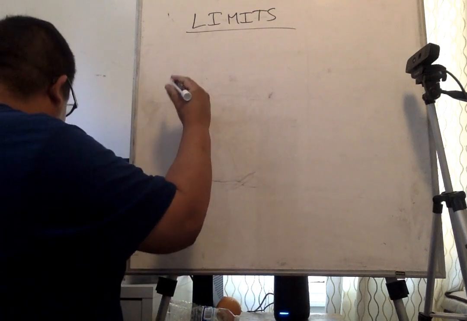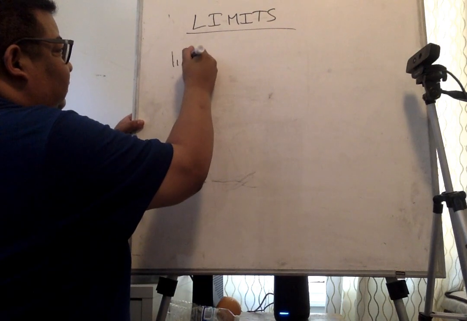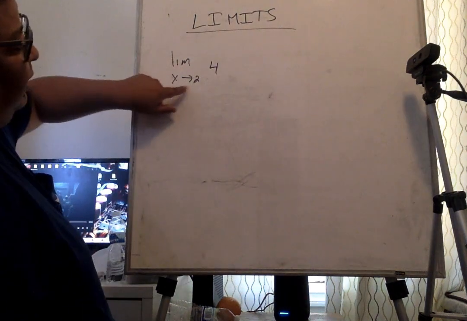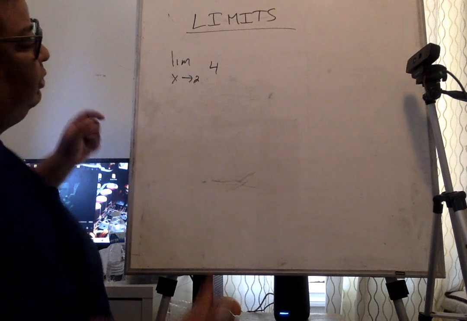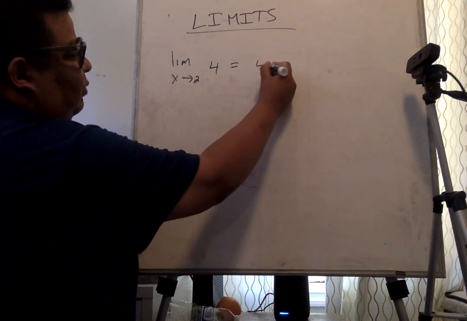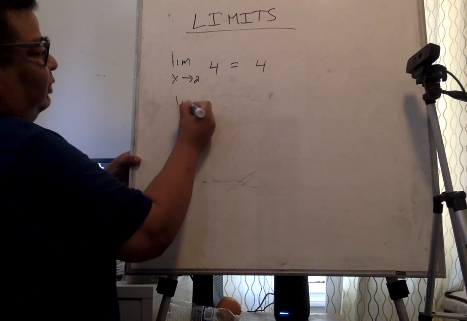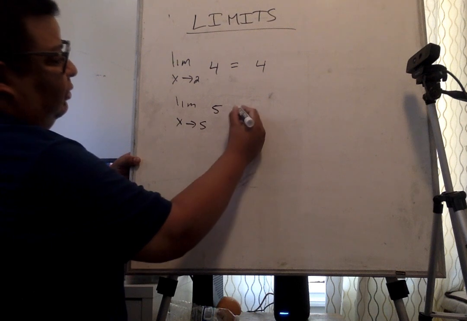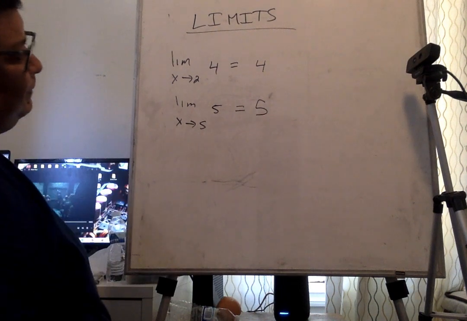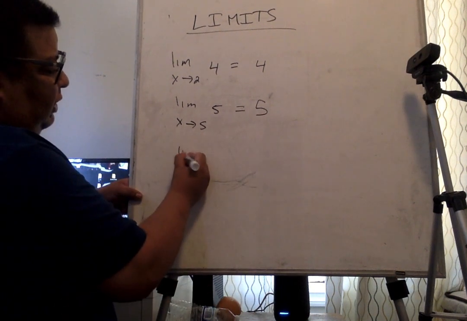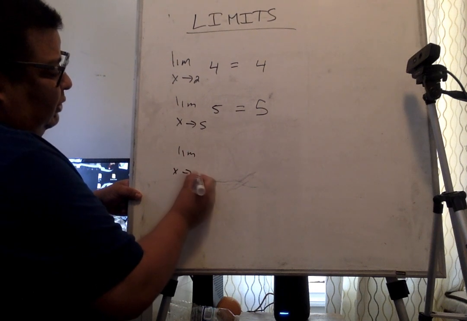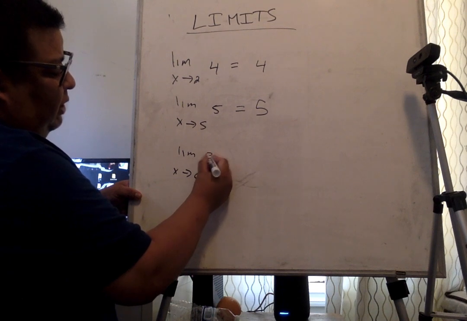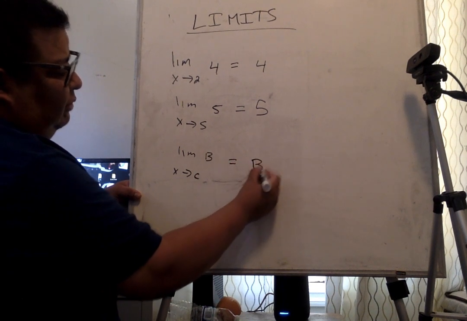Okay, so we're gonna do the limit as x approaches 2 of 4. Whenever you have a limit of a constant, it's always going to be the constant. So that will be 4. Another one, limit as x approaches 5 of 5, it's always 5. So in general, the limit as x approaches c of a constant, let's say b, the value of the limit is b.